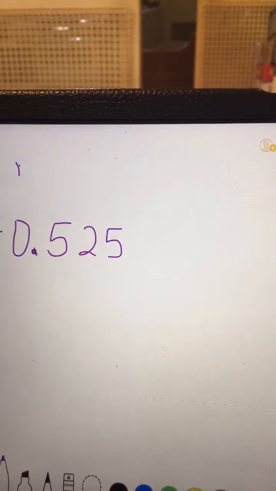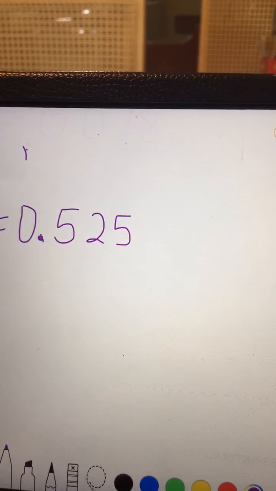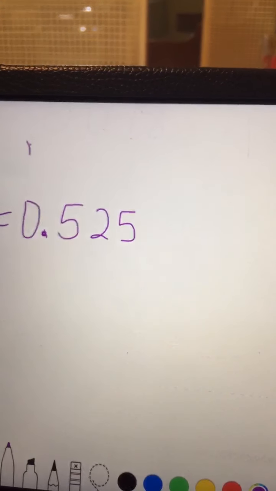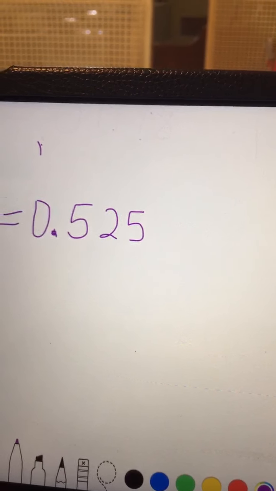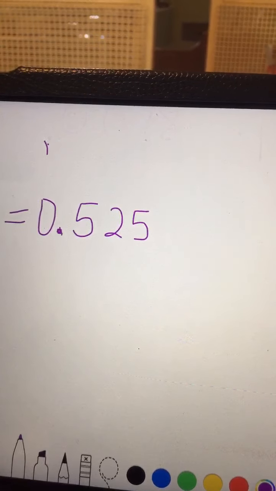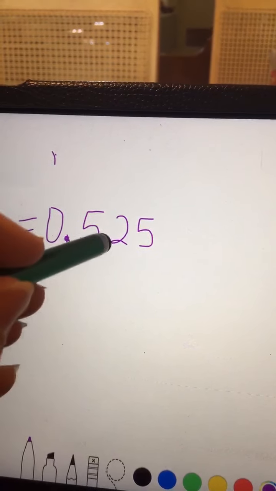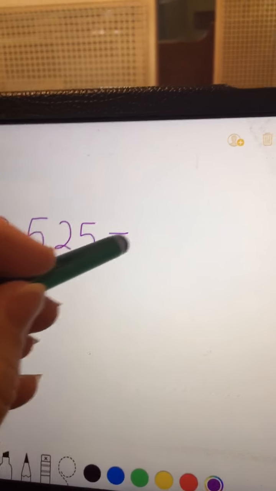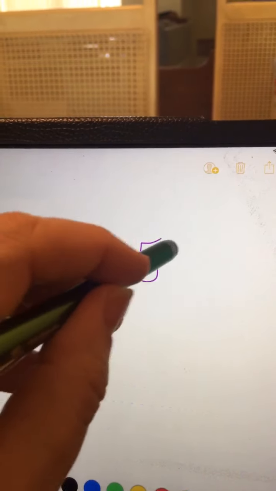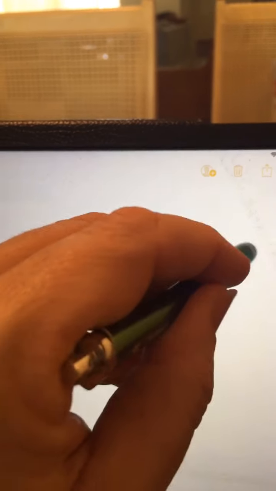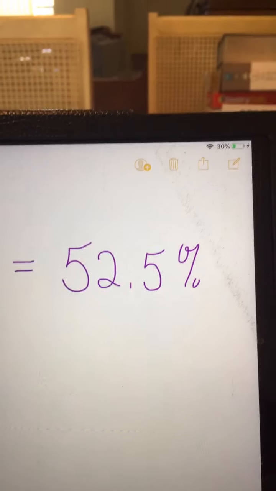And look back at your notes. How do we go from a decimal to a percent? We multiply by 100 or simply move the decimal point 2 places to the right. So we have 52.5%. And that's your answer.